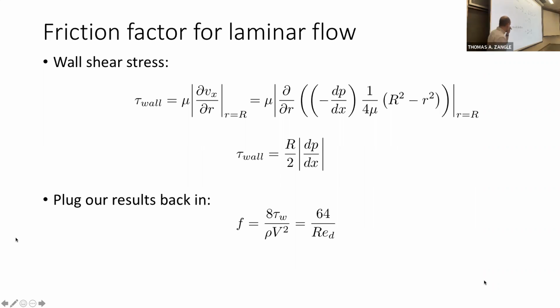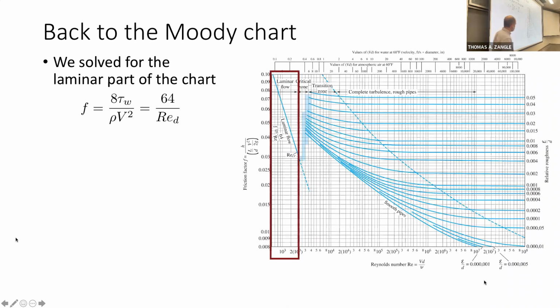And now if we plug this back in, we're going to end up with friction factor f. Remember, it was 8 tau wall over rho V squared. We just get this expression here, 64 over Reynolds number based on diameter, once we've plugged in our expressions for tau wall and V, and used our known definition of Reynolds number. So friction factor is 64 over Reynolds number based on diameter. So this is what's plotted here, right? For the laminar flow regime, 64 over Reynolds number is what's plotted for our friction factor.